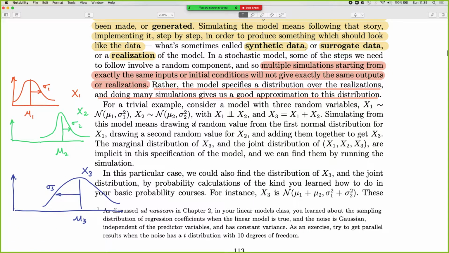There is an inherent stochasticity, in the sense that even if you start with the same inputs, it is in fact unlikely that you will arrive at the same outputs, because something random happens at some step and that means it won't really repeat. But it does mean that there is some sort of pattern over millions of repetitions of the same thing. Just as a side note, keep that in mind. So the model specifies a distribution over the realizations, and doing many simulations gives us a good approximation to this distribution.